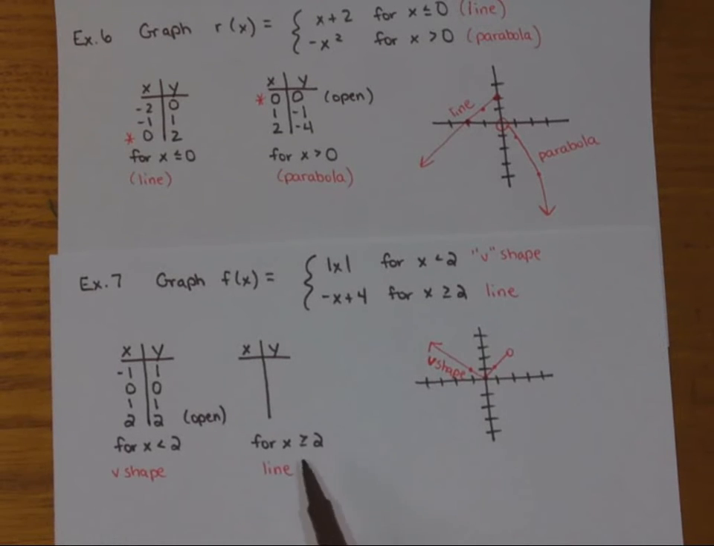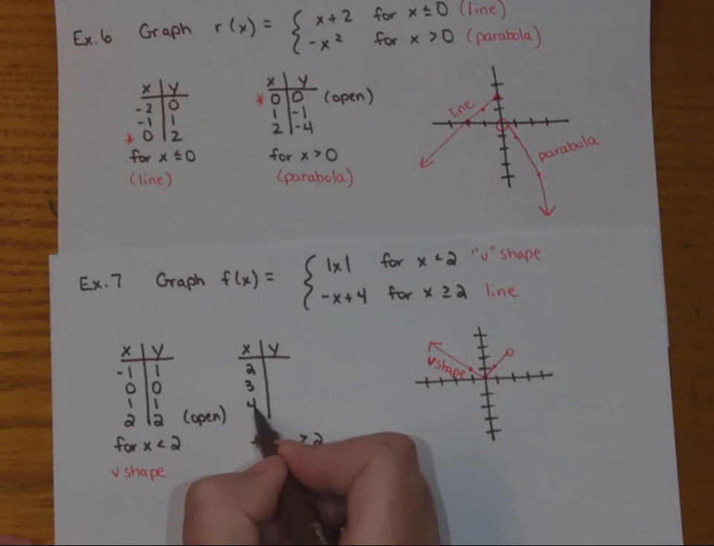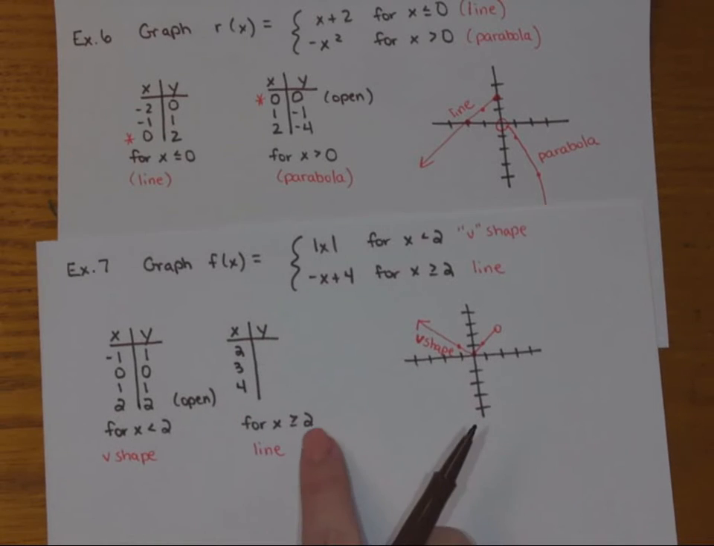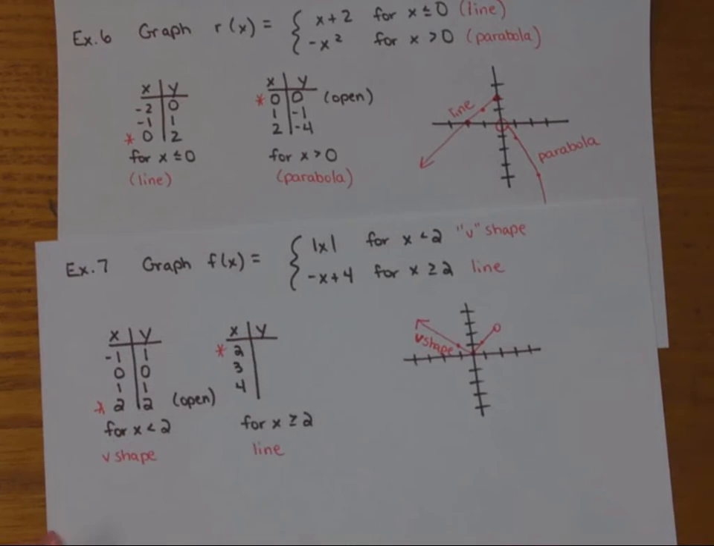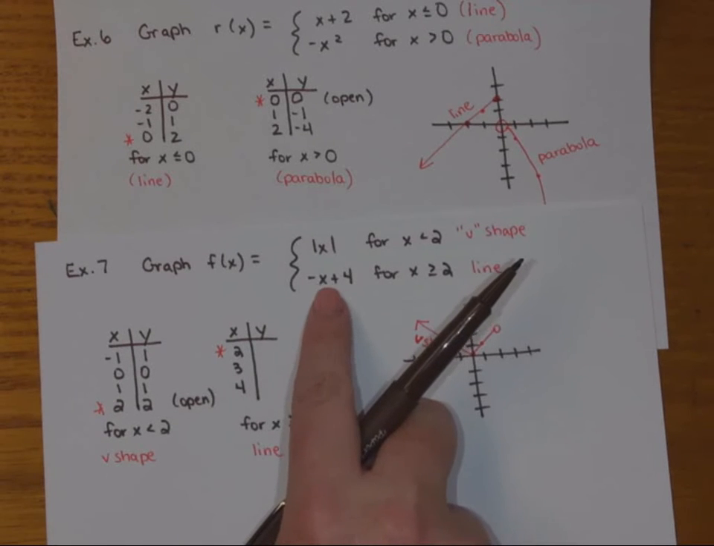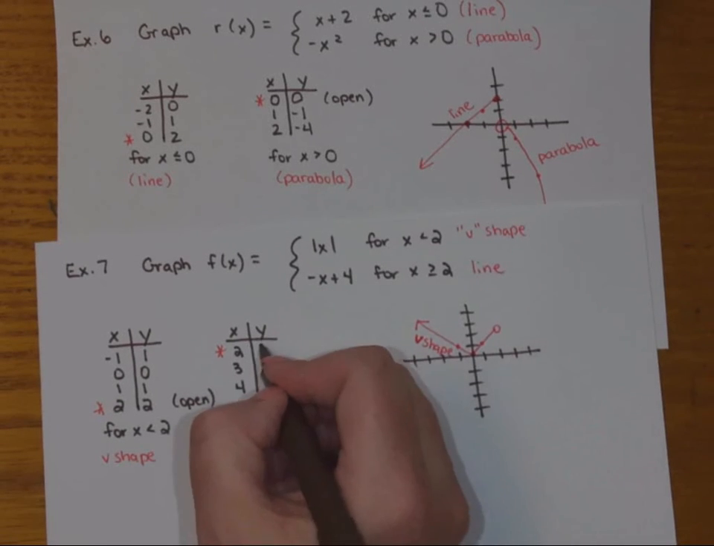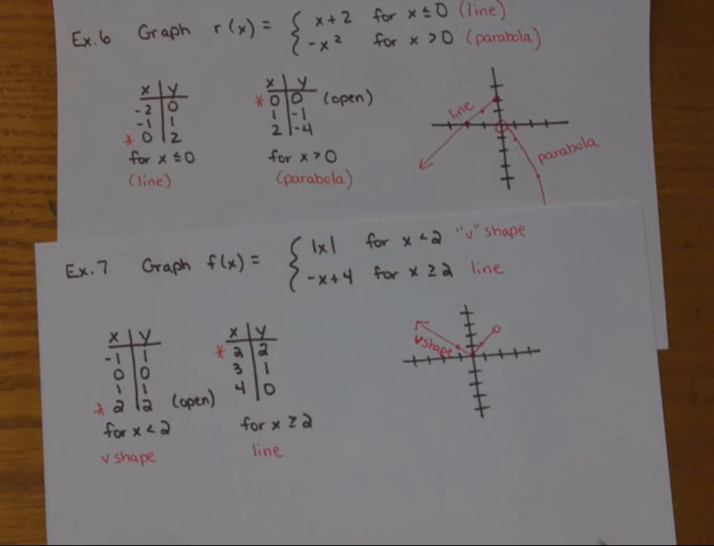All right, so now let's pick some things that are bigger than 2, so maybe 2, 3, and 4. Notice here it's going to be solid, right? But I repeat this 2 value in both charts. It's okay because one of the values is open and one of them is closed. So this time I use the second equation, so -2 plus 4 is 2, -3 plus 4 is 1, -4 plus 4 is 0.